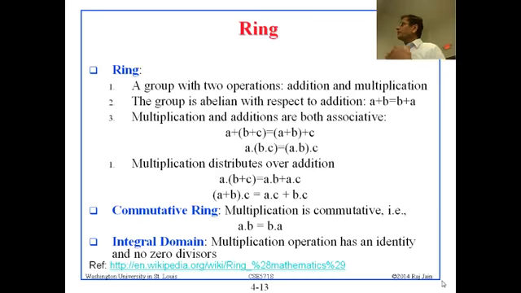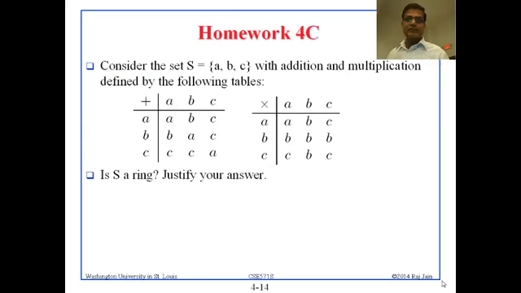Just like a group, you have a commutative group, you have a commutative ring. If the multiplication is commutative, then we call it a commutative ring. And if multiplication has an identity and no 0 divisors, then it is called an integral domain. So basically, integral domain means all the integer numbers. So examples are coming up.